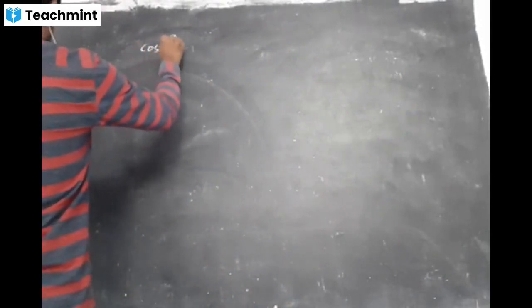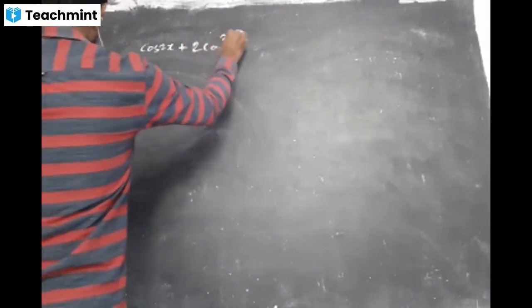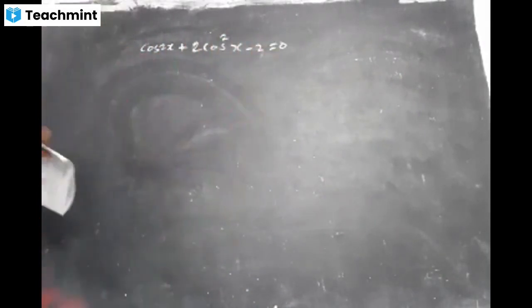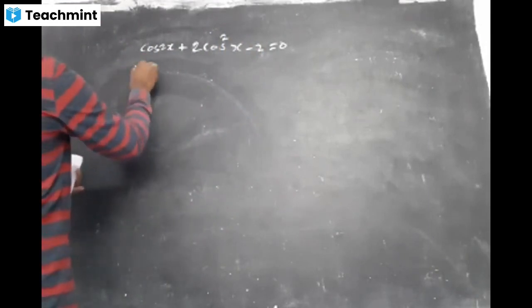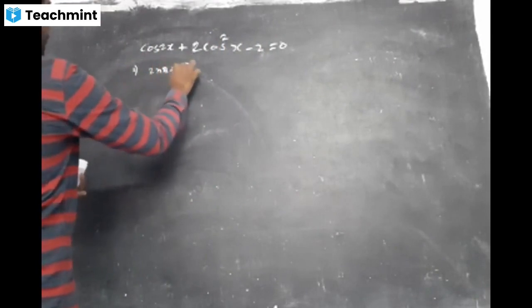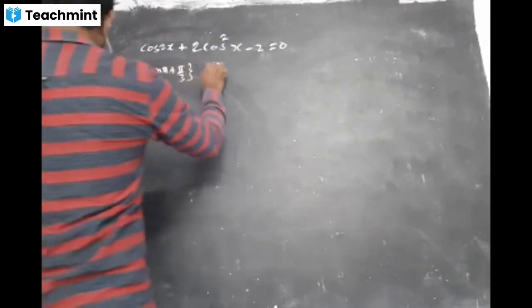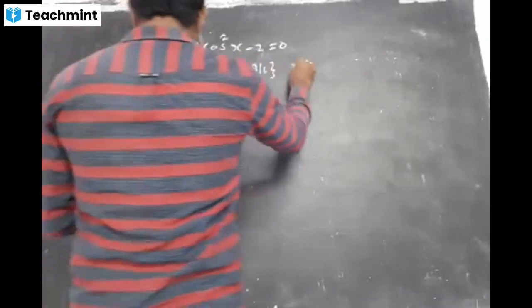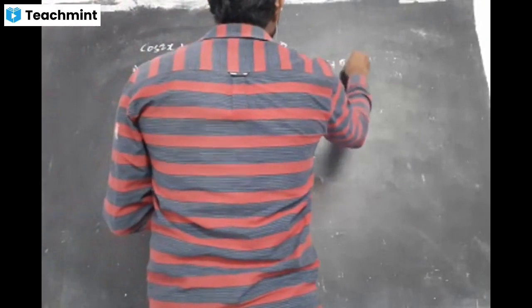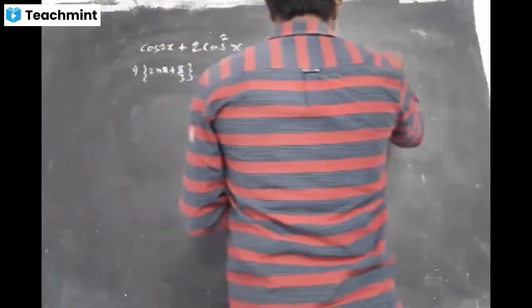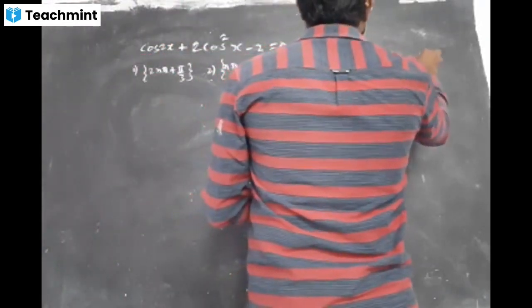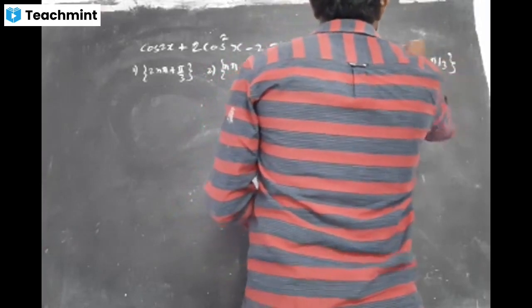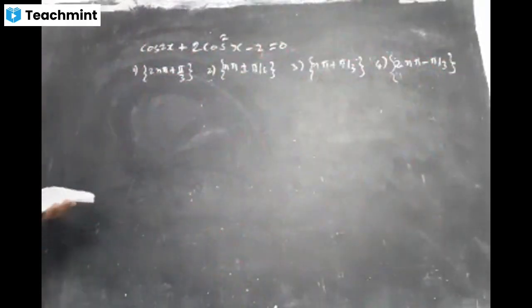Cos 2x plus 2 cos square x minus 2 is equal to 0. So the first option is 2n pi plus pi by 3, the second one is n pi plus or minus pi by 6, the third option is n pi plus pi by 3, and the fourth option is 2n pi minus pi by 3.